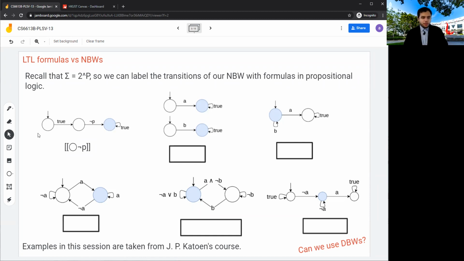Otherwise, you can't go there. If you had a self loop here, then it would become eventually not P. But because we don't have that self loop, the only way is to go here. Basically this automaton only accepts strings in which in the second position, P is not satisfied, right? So it's next, not P.